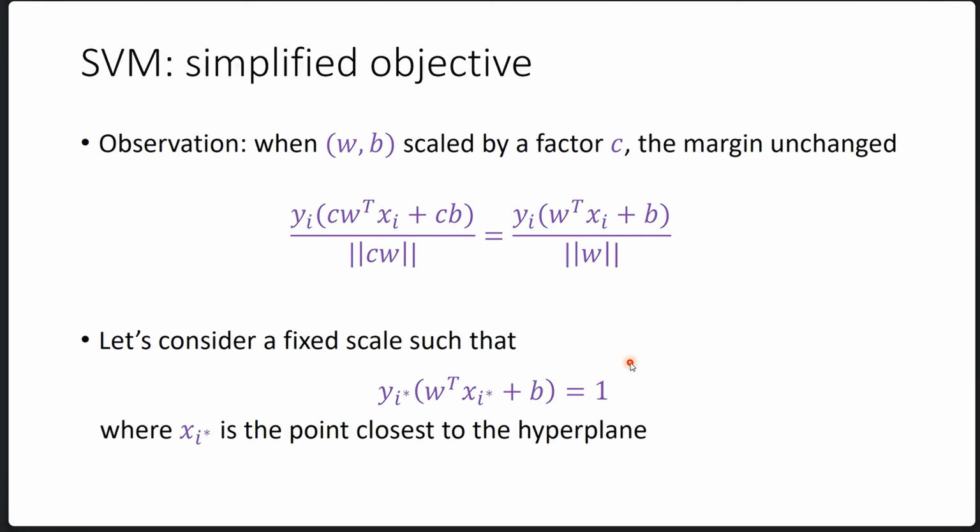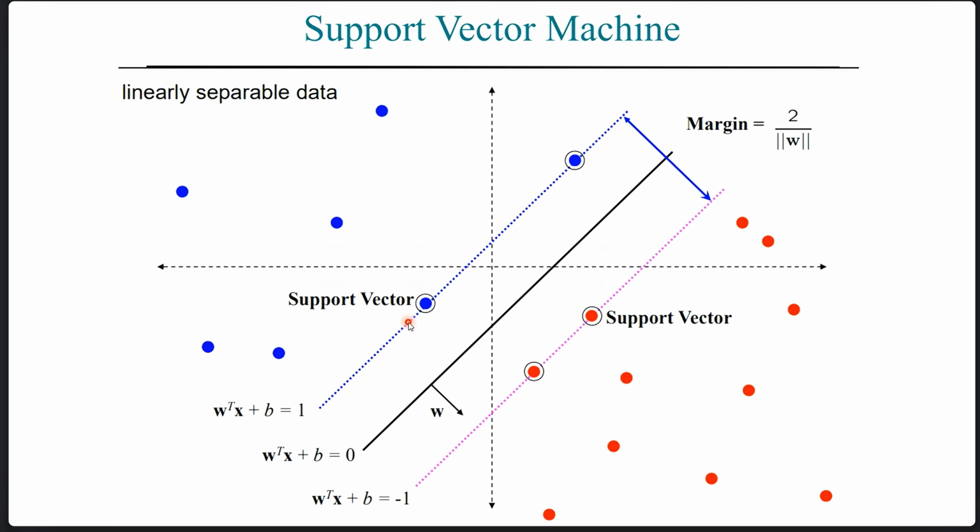Right. Now, as you observe, we can scale the coefficients w and b by however much we want, because when you scale, ultimately the objective function doesn't change. You multiply w with c and b with c, so again, both will cancel out. So basically it's numerically unchanged, so you can scale them as you wish. So for mathematical convenience, let's assume yi times (w transpose xi plus b) is 1. Right. Now xi star is the point closest to the hyperplane, which means it's a support vector, basically.